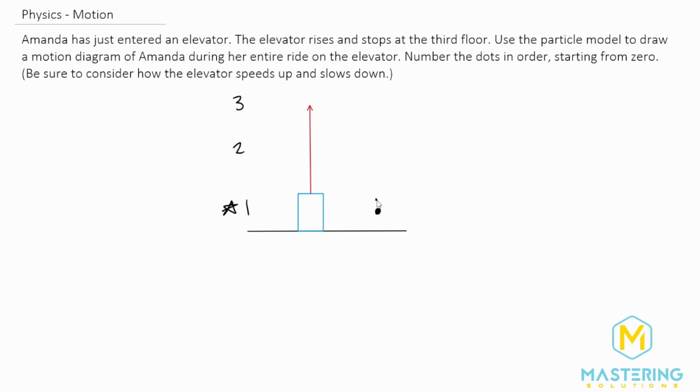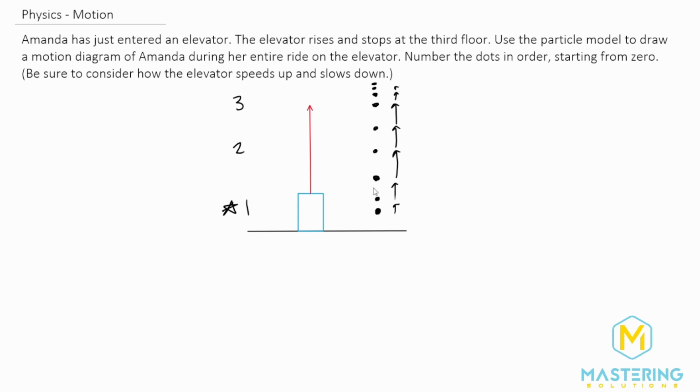So it's going to go a little bit and then a little bit further, and then it's going to go at a constant speed. So the dots will be equally spaced, and then it's going to slow down. So they'll get closer and closer, and then it stops at the third floor. So when we draw this picture, the dots are going to be closer and then get further apart, and then they'll all be the same space. And then as it slows down, they'll get closer and closer again.